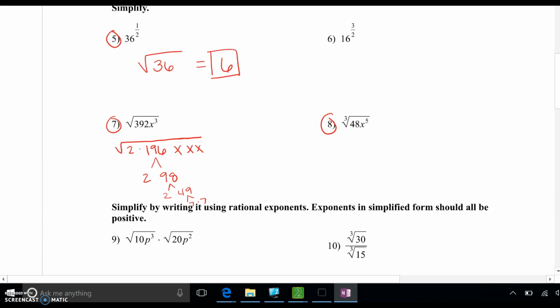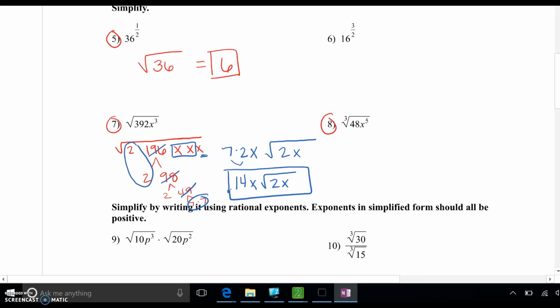Okay, so if I'm looking at groups of 2, I have a group of 7, so I'm going to take a 7 out. I have a group of 2, so I'm also going to take a 2 out. I have a group of 2 of the 3, right, of x, so I'm going to take an x out. And so what's left in the radical, right, I've dealt with that, is going to be 2x. And so when we multiply these together, we get 14x root 2x.